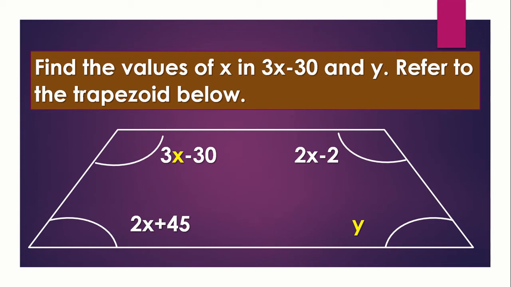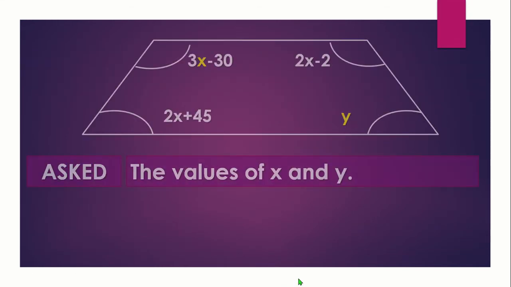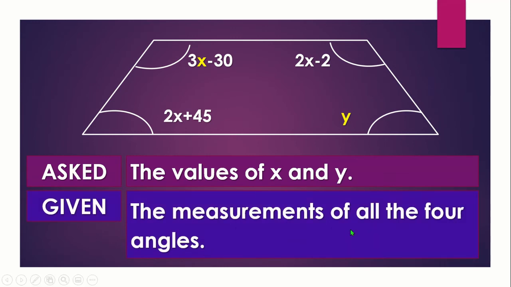This time, let us solve a problem which involves trapezoids. Find the values of x in 3x minus 30 and y. Refer to the trapezoid below. So what is asked? The values of x and y. What are given? The measurements of all the four angles.